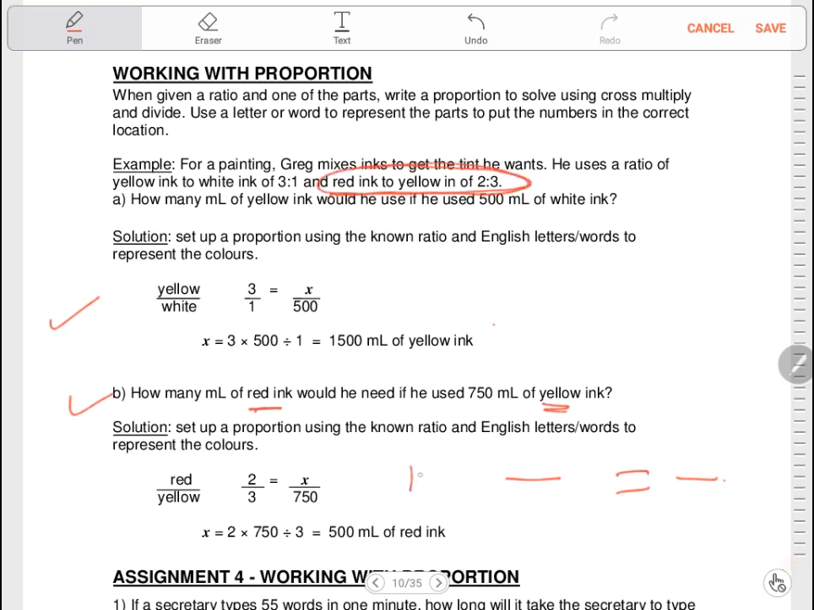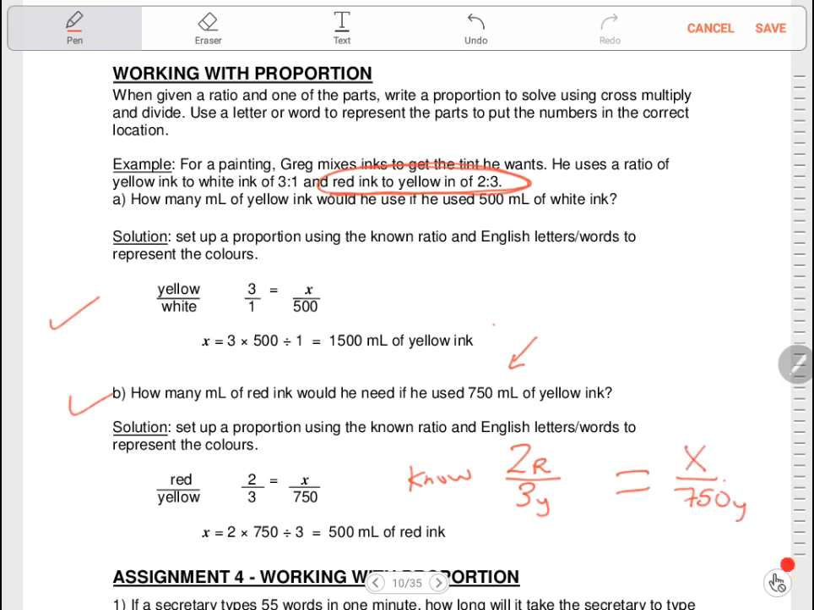So on my no side, I have 2R, 2 red to 3 yellow. Now, if you go back to the question, you were given 750 milliliters of yellow ink. So on the right-hand side, we have to place that value in, and it stands to reason that it should go on the bottom because yellow was on the bottom on the left-hand side. So you go 750 yellow.